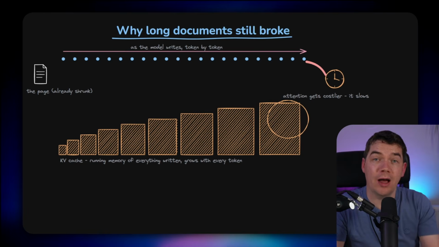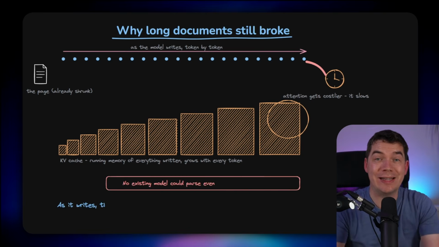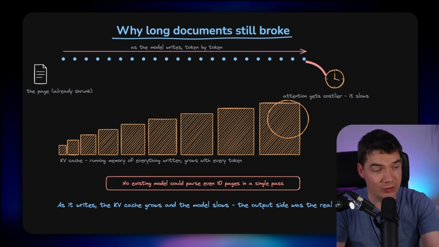So even if you've got a tiny compressed input, the moment you ask the model to write out 40 pages of a transcription in a single shot, the output side balloons and it grinds to a halt. And the paper is actually quite blunt about this, that no existing model could parse even 10 pages in a single pass. So the input was solved, but the output was the real wall.